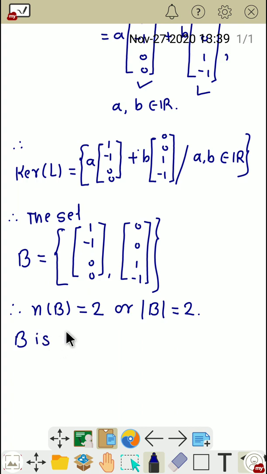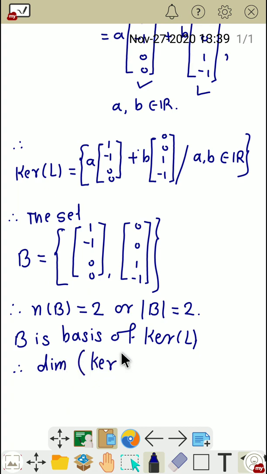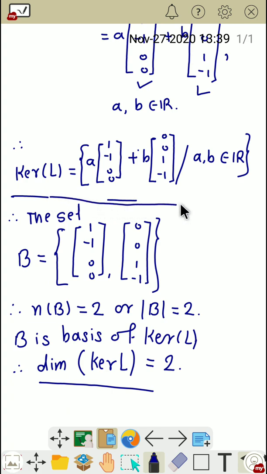B is the basis of kernel of L. Therefore, the dimension of kernel of L is 2. Okay, so we found the kernel of the linear transformation L. This is the kernel and the dimension is 2.